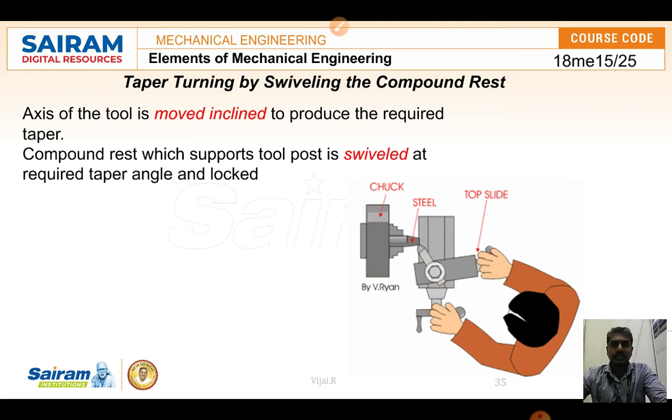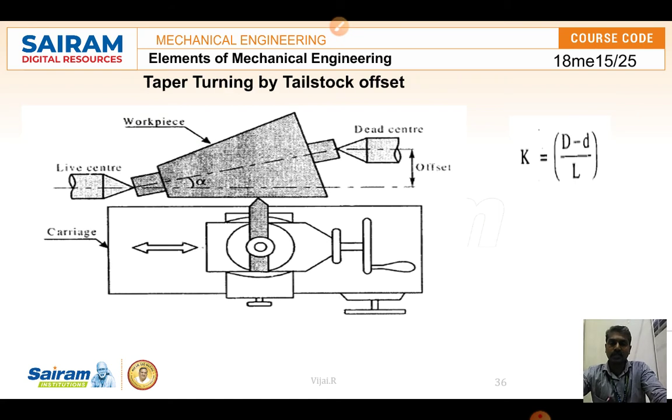The axis of the tool is moved inclined to the required taper. Normally the axis of the workpiece and the axis of the tool are perpendicular to each other, but now we are inclining it, so the compound rest itself we have swiveled for the angle. Then if you rotate the hand wheel, you can get this taper.